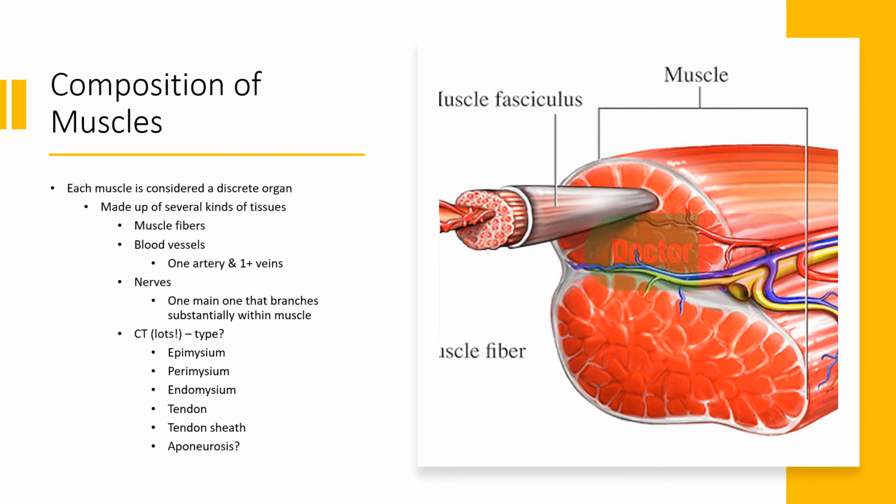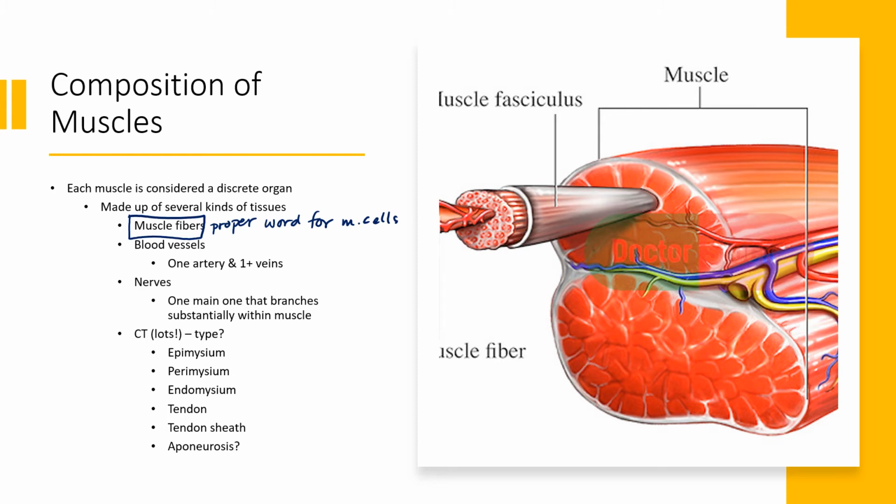Muscles are made up of several kinds of tissues. You have muscle fibers, which is the proper word for muscle cells. So from now on, we're going to refer to muscle cells as muscle fibers. You've got blood vessels. You've got one major artery per muscle, plus at least one vein that's draining blood away from the muscle. These are often the larger named arteries and veins.